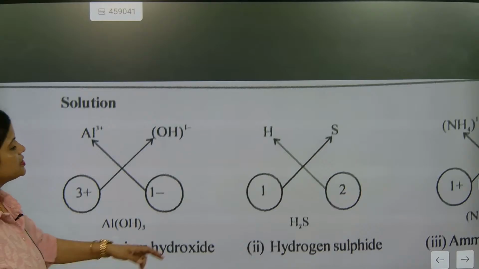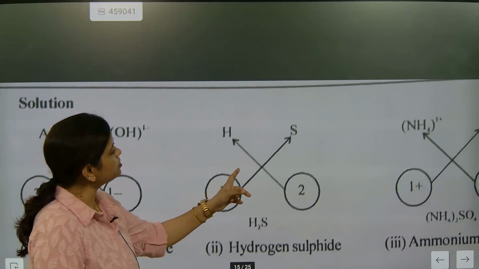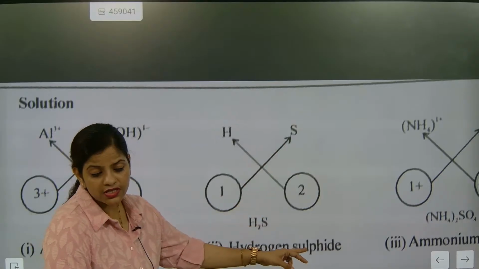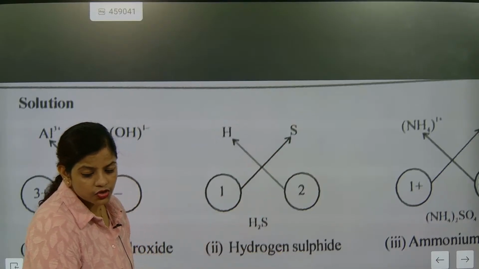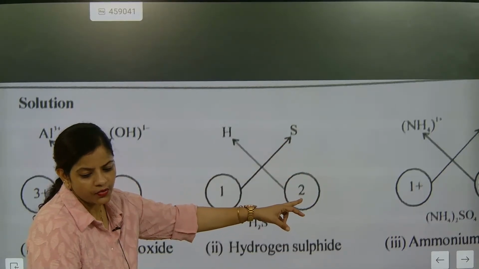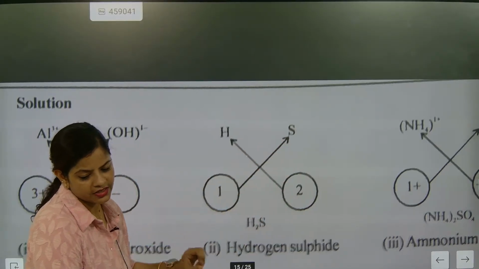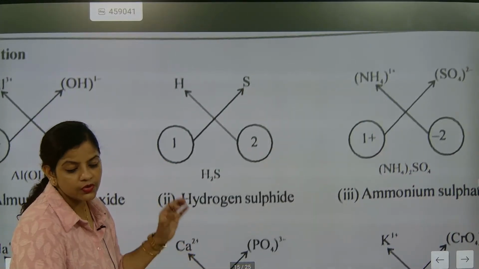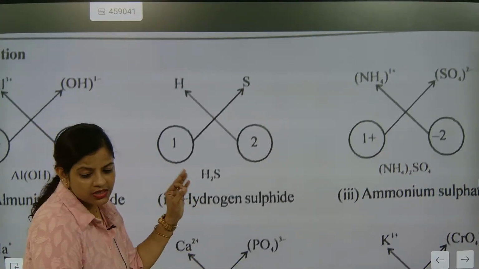Yes. Now beta, second one you check, HS is there. So hydrogen sulfide. Sulfur is exactly 2. So here what we are going to write is H2S. So it is considered as what, beta? Hydrogen sulfide.